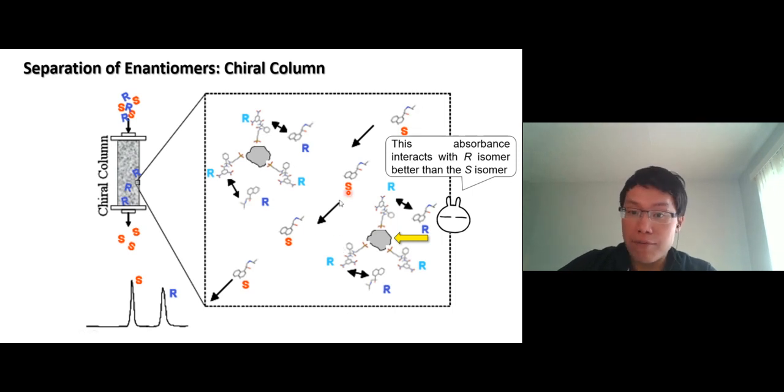So the S isomer is going to come first, travel real quick, and come out first, and the R isomer is going to be slower, staying in the column longer. That's how we separate them.